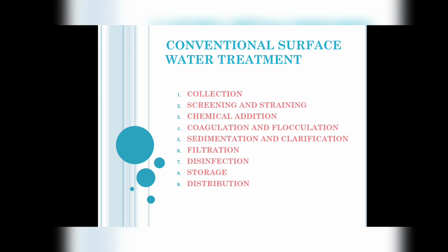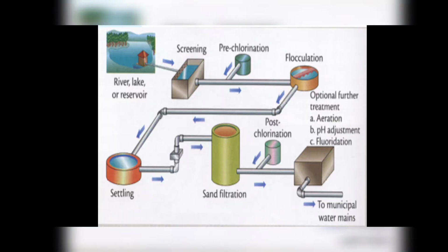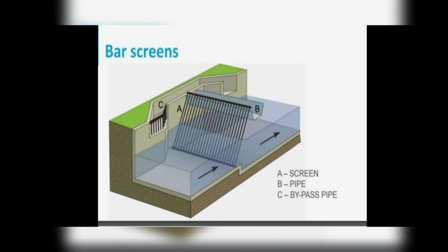Conventional surface water treatment: collection, screening and straining, chemical addition, coagulation and flocculation, sedimentation and clarification, filtration, disinfection, storage, distribution. And this is the diagrammatical explanation. Screening and straining.